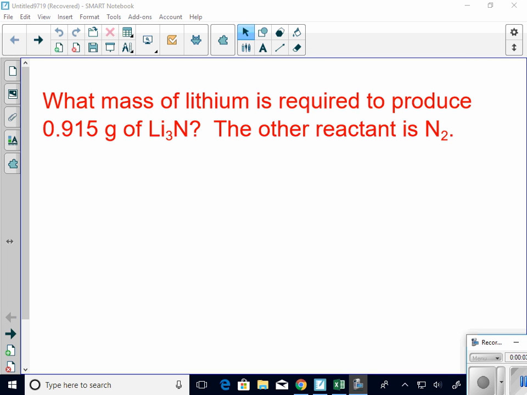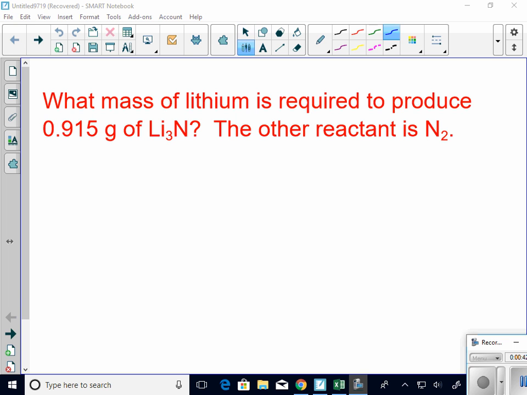What mass of lithium is required to produce 0.915 grams of lithium nitride? The other reactant is diatomic nitrogen. Now, this is going to be a mass-to-mass problem. But the first step of the problem is that we have to come up with a balanced chemical equation.